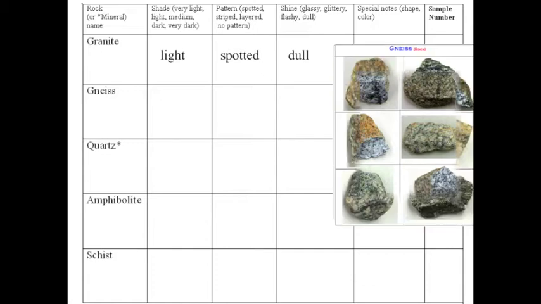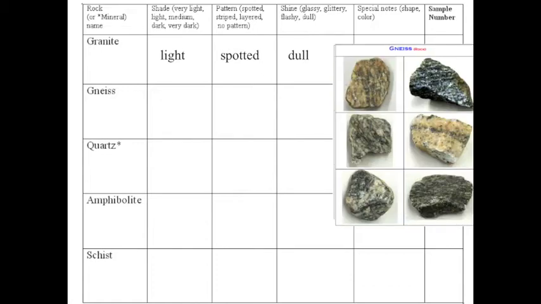The next rock we're looking at is called gneiss. When you look at gneiss, is there a silent letter? That's right, the G is silent. So when we're looking at the shade of gneiss, we notice that gneiss could be light like granite, but it's also sometimes a little bit darker. So we're going to write light to medium for gneiss. The pattern. Look at the pattern of gneiss, and we see, is that spotted, striped, layered, or no pattern? That's correct, it looks striped. And usually no particular shine again, so we're going to put dull.